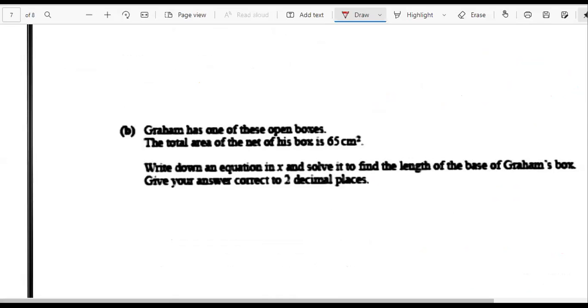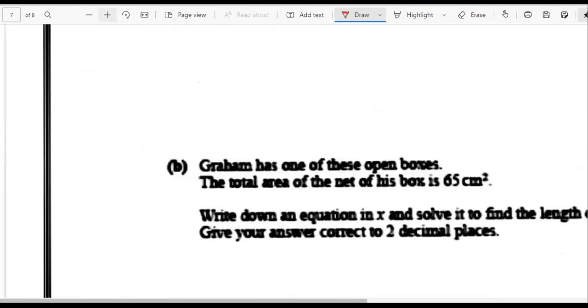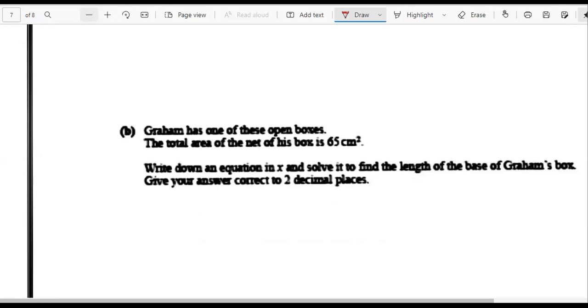So it says, I'll try zooming it more just so it's more readable. I hope it's readable. Okay, I'll read it for you. It says, Graham has one of these open boxes. The total area of the net of his box is 65 centimeters square. Write down an equation in x and solve it to find the length of the base of Graham's box. Give your answer correct to 2 decimal places.